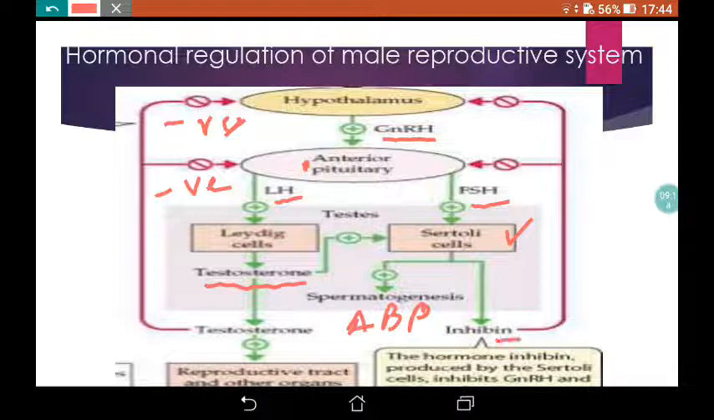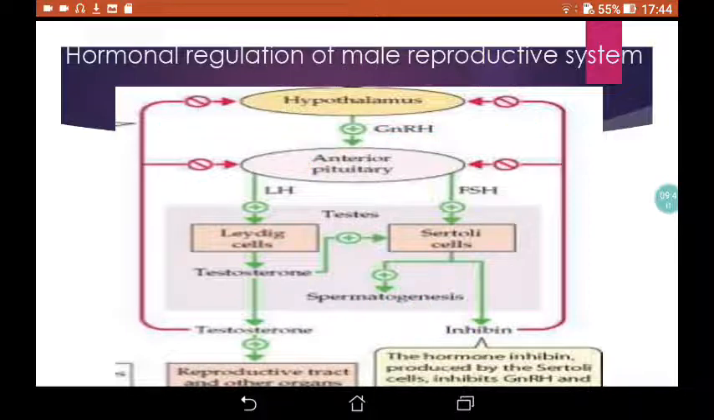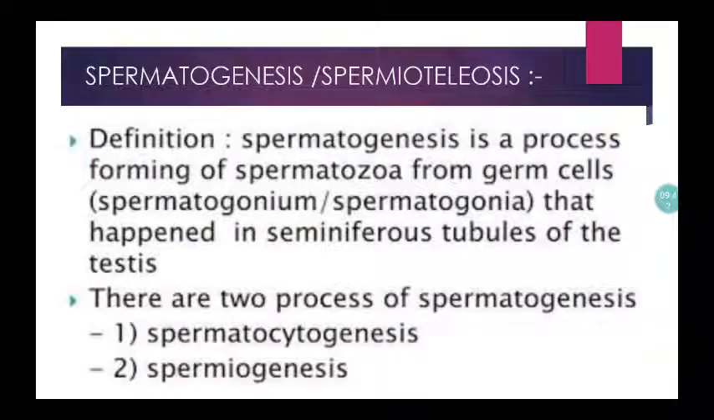This is the inhibin, and this inhibin negatively controls this system. It results in decreased production of the FSH and also decreases the level of GnRH. Clear? So in that way, this is the hormonal regulation of the male reproductive system, where the role of different hormones you will have to understand. Okay, so now come to the next topic. So next we have to discuss spermatogenesis.